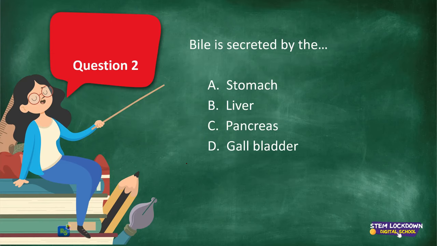Right, question two, bile is secreted by A, the stomach, B, the liver, C, pancreas, or D, the gallbladder. Thank you, Oradilo, for the answer. Thank you, Mbonge. Thank you, Mbali.